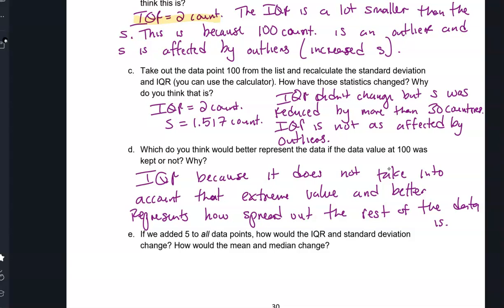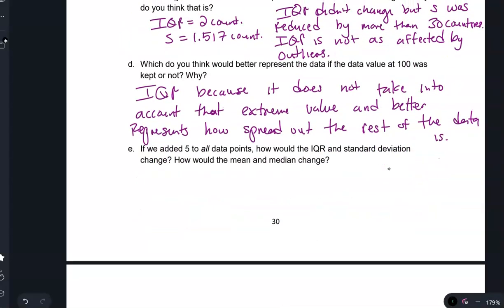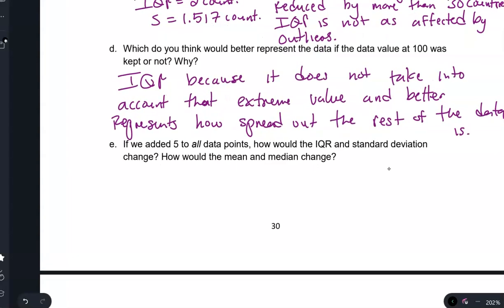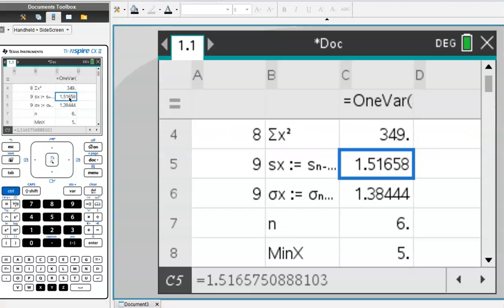Okay, so I know these ones have been kind of saying the same thing over and over, but I'm hoping you're really getting what I'm saying here. Okay, so different scenario. Let's say instead we added 5 to all the data points. Let's think about how our IQR and our standard deviation would change.